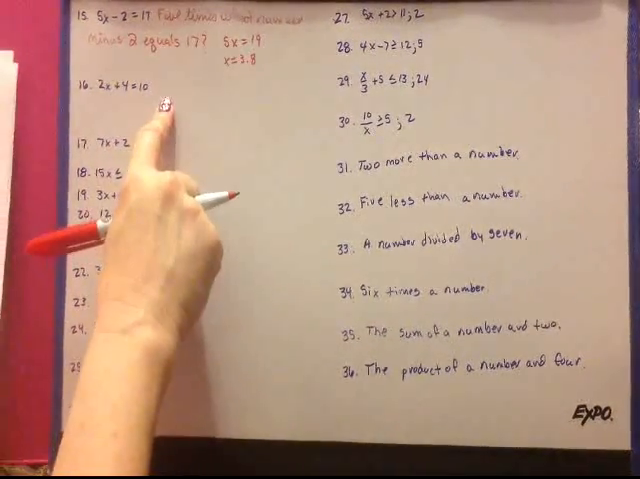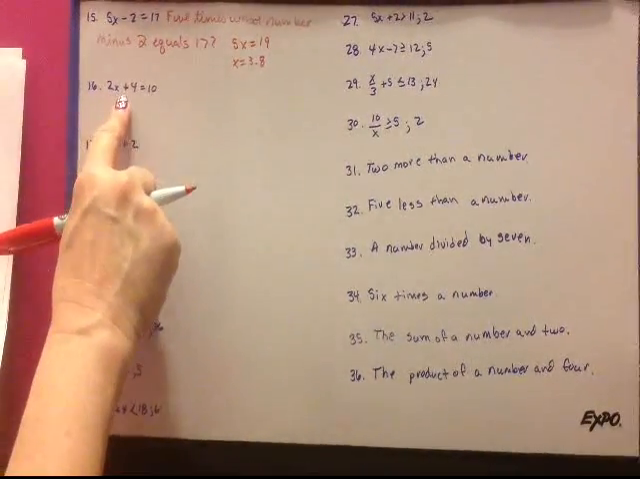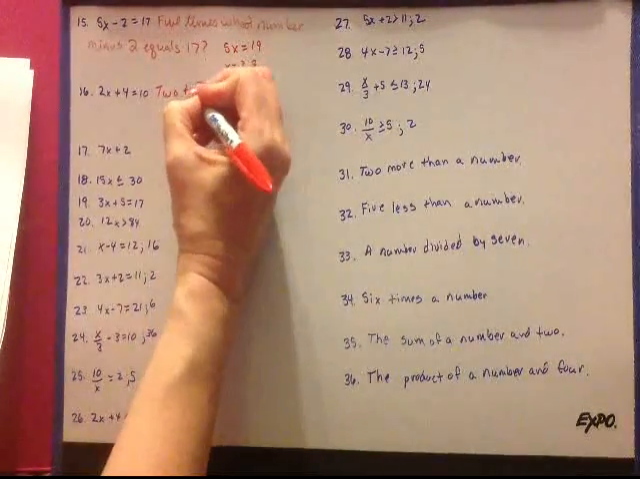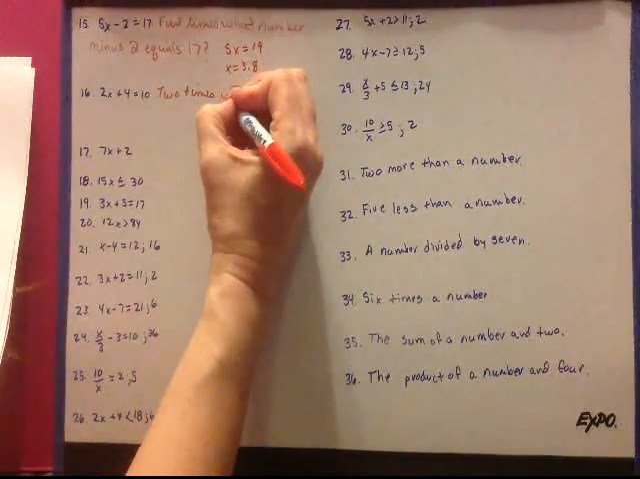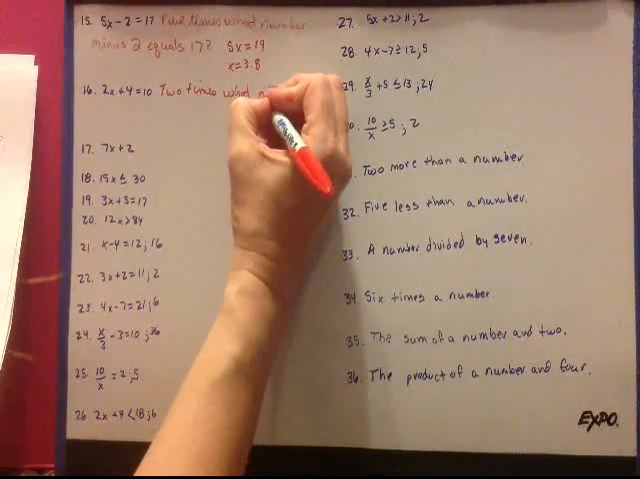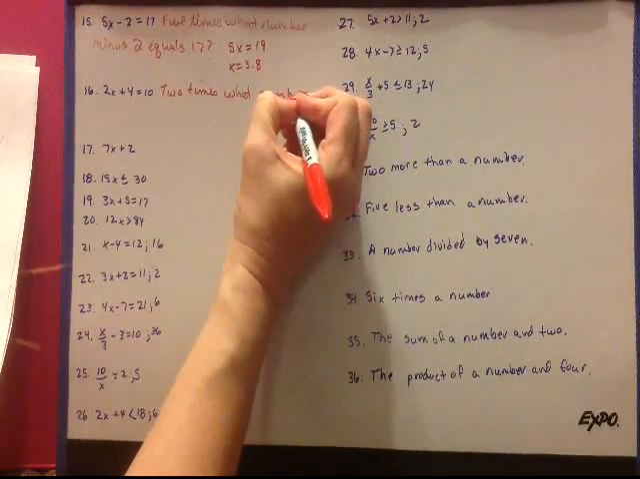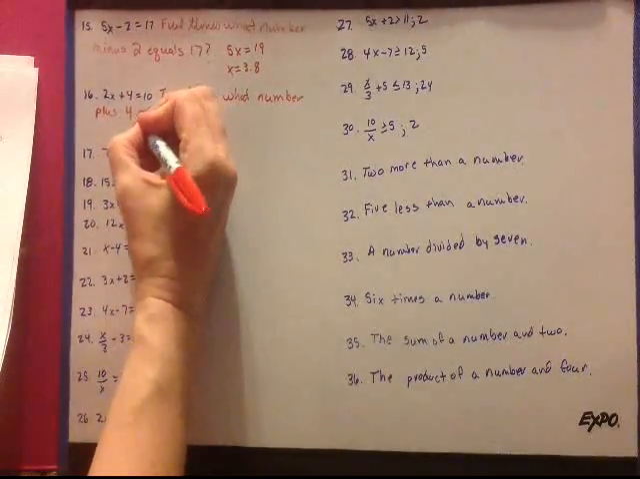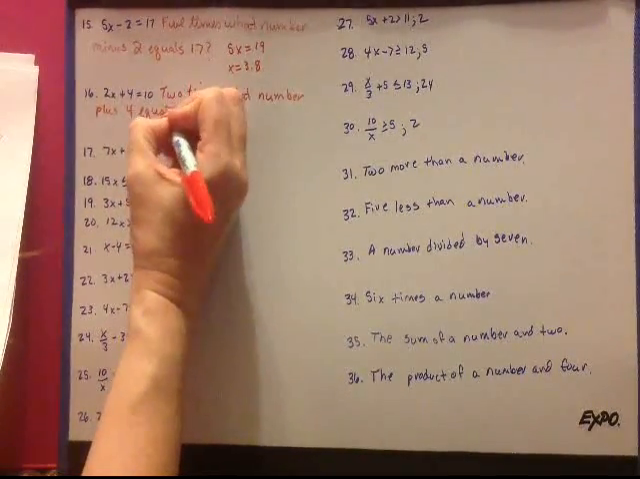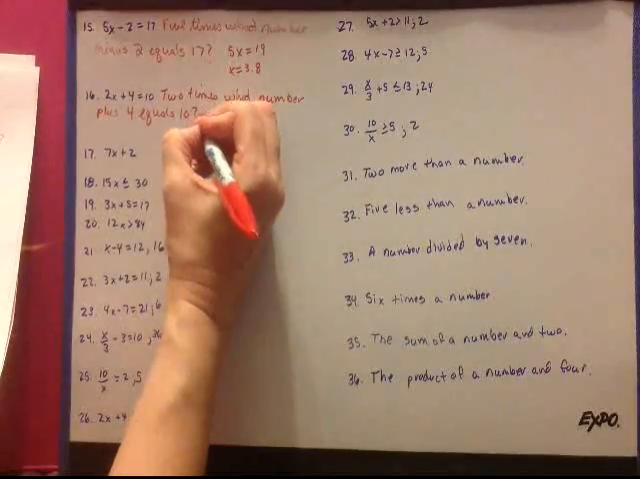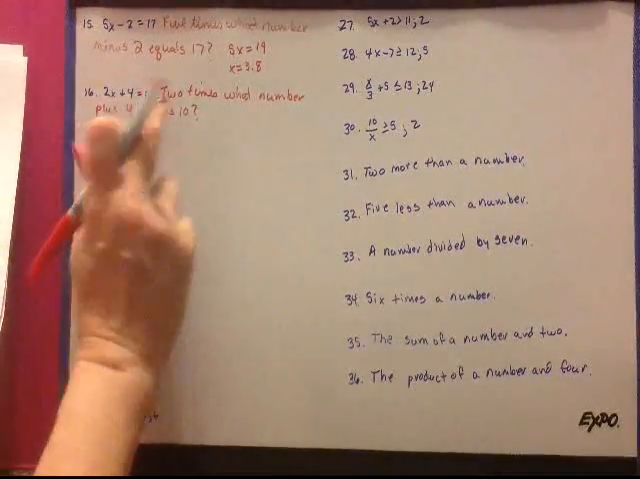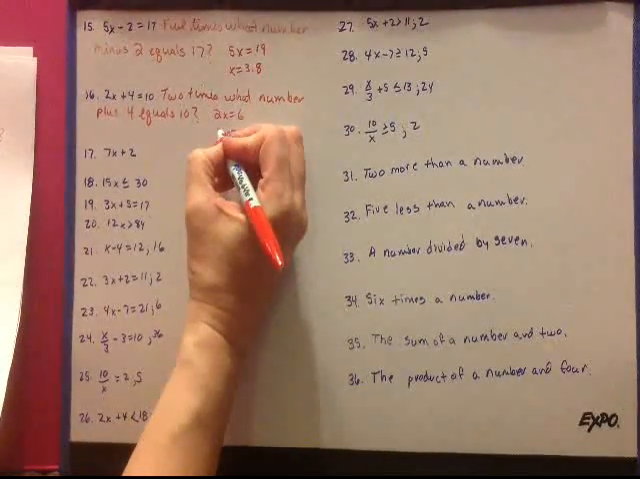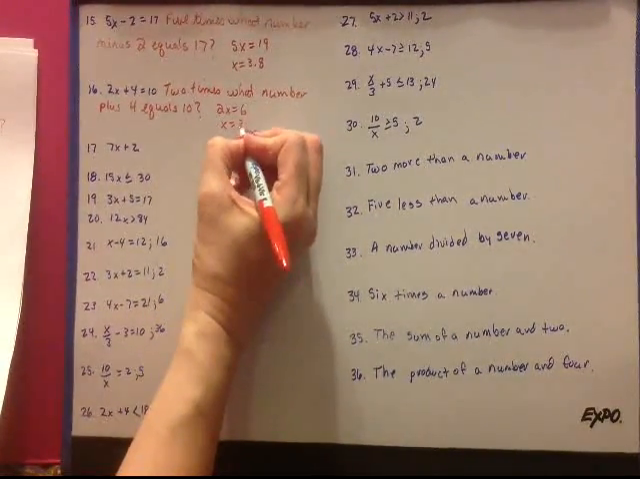The last one of this type, 2 times what number plus 4 equals 10? So we're subtracting 4 from both sides. We'll get 2x equals 6. So that number has to be 3.